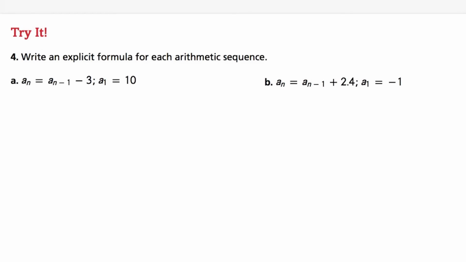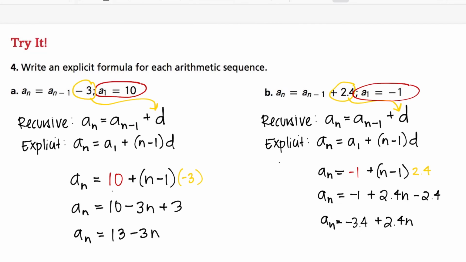So now do the same process. Try to write the explicit formula for each of the arithmetic sequences. So remember that in the recursive formula, this value on the end is going to be my common difference. Since this is a minus 3, that means that my common difference is negative 3. So when I have D, I'm going to plug a negative 3 here. A sub 1 is my first term, so that goes here.